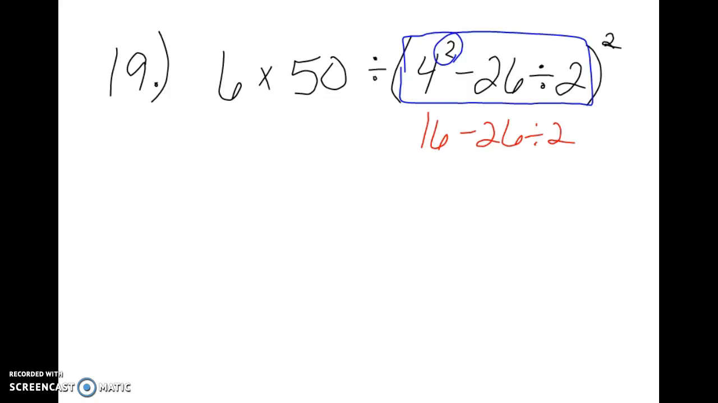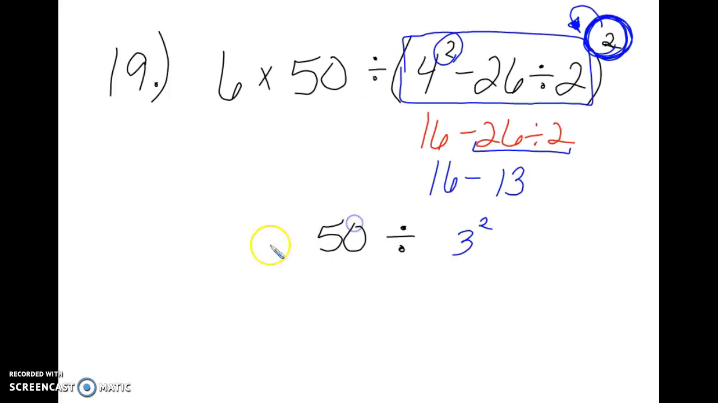Okay, now what? Division. 26 divided by 2, go. 13. 16 minus 13, excuse me. 3. Now we cannot forget about this guy. He goes with whatever we got inside the parentheses. What do we have inside the parentheses? Okay, so the 3 gets squared. Now I can bring everything else down in the exact same order that it is. Okay, and then 3 squared is?